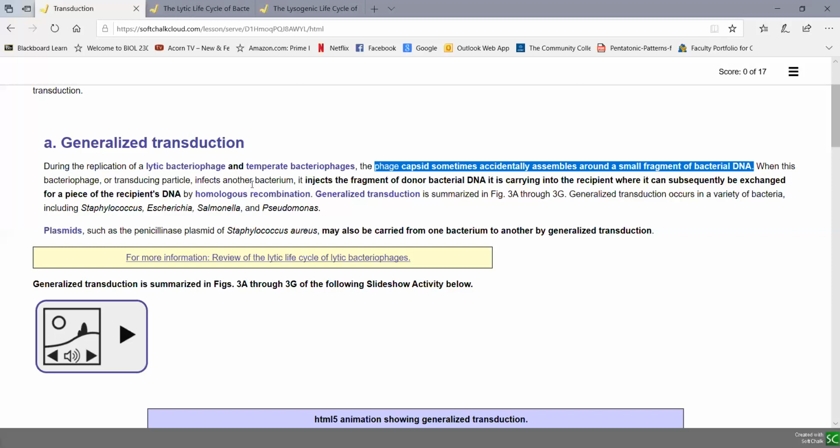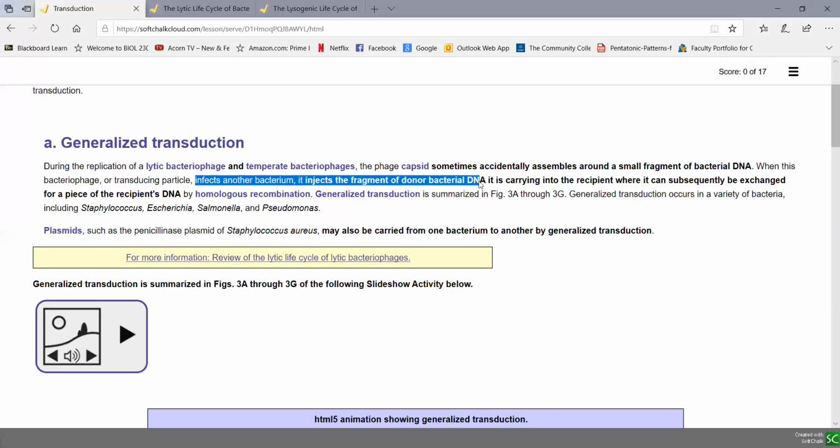And so when that virus, which is by mistake carrying a piece of bacterial DNA rather than bacteriophage DNA, injects the fragment of donor bacterial DNA into a recipient bacterium, it can be exchanged for a piece of the recipient's DNA, much like in transformation by homologous recombination.